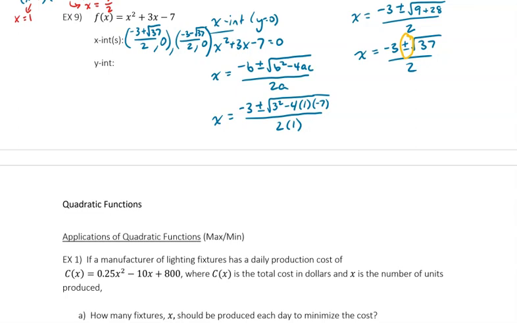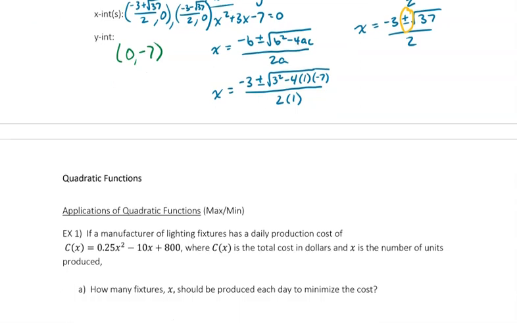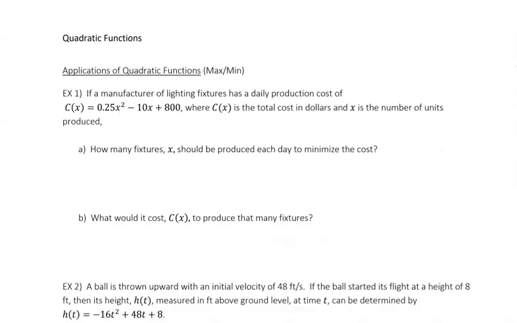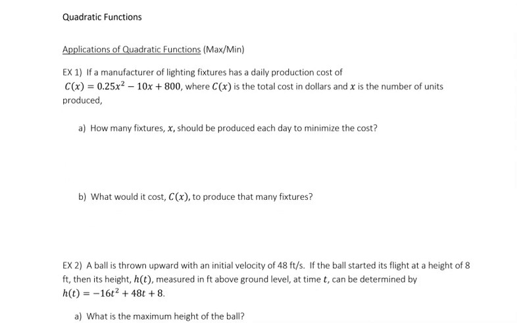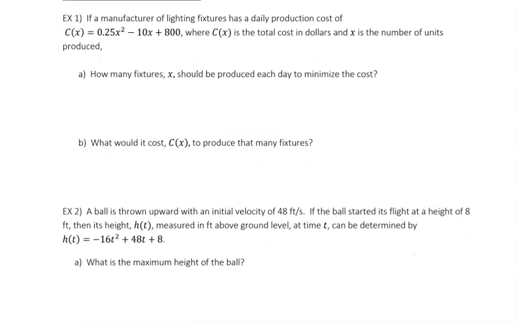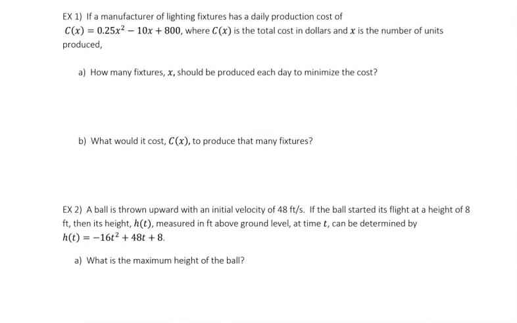All right, since that was busy enough, I'm going to assume that all of you are okay with using that trick and saying that our y-intercept is just going to be (0, -7). Again, that just comes from grabbing that last number. Okay, so with that said, let's go ahead and move on to a couple of word problems.